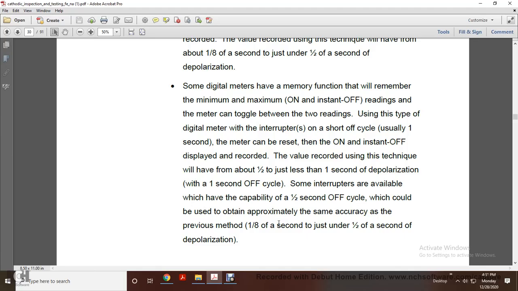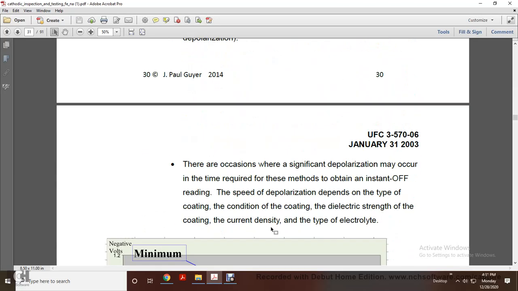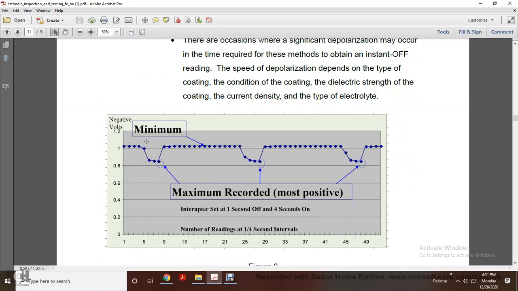Previously the method used 1/8 of a second to have just under 1/2 a second of depolarization. The occasions of significant depolarization are marked over the time recorded with the instant off reading. The speed of the depolarization depends on the type of the coating, the conditioning of the coating, the electrical strength of the coating, and the current density at the tip of the electrode. Minimum negative volts, maximum recorded positive. Interrupter: 1 second off, 4 seconds on, number of readings at 1/4 second intervals.